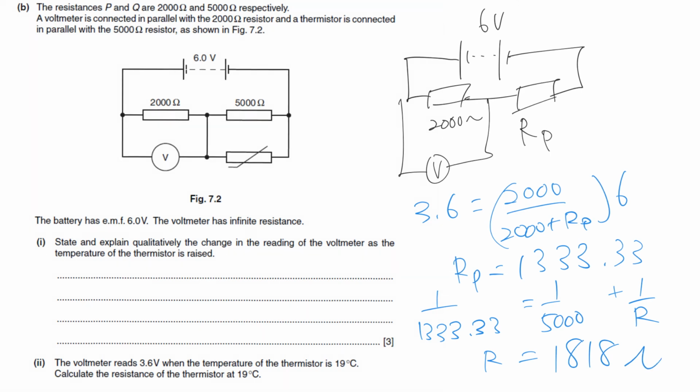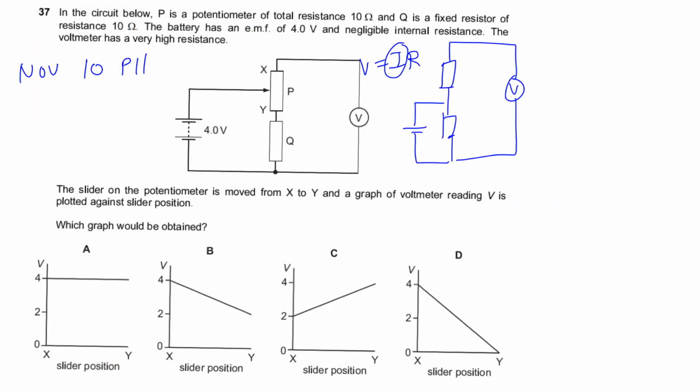Okay? Now this question is actually a trick question on potential divider. Whenever we move the slider from X to Y, what happens? Let's say we move the slider all the way to X. That means the voltmeter will be connected in parallel to the cell. So it will be 4 volts, right? So at X it is definitely 4 volts. So it could be either A or B or D.